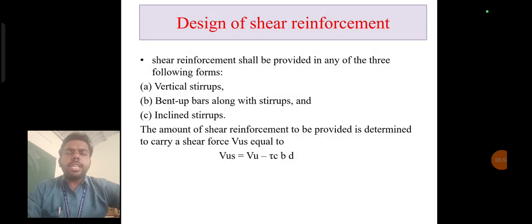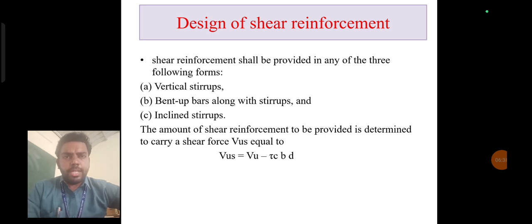And how to design this shear reinforcement? In the design, shear reinforcement shall be provided in any of three forms. First of all, you have to study how to place the shear reinforcement. It can be provided in three ways: the vertical stirrups, second, bent-up bars along with stirrups, and third, inclined stirrups. We already discussed this in the previous slide.